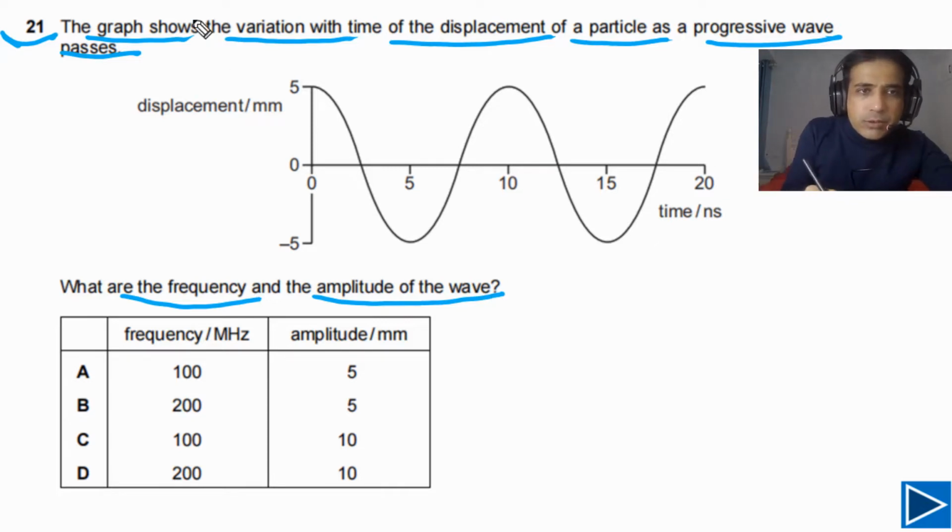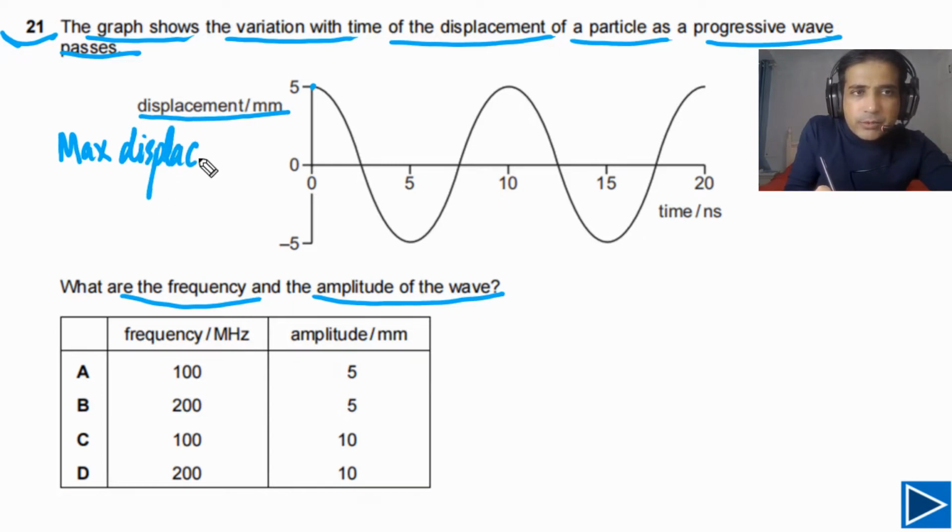In this case, you can see on the y-axis we have displacement. So it means the maximum displacement is equal to amplitude. Simply we can write here, amplitude is equal to maximum displacement. So the amplitude is equal to 5 millimeters.